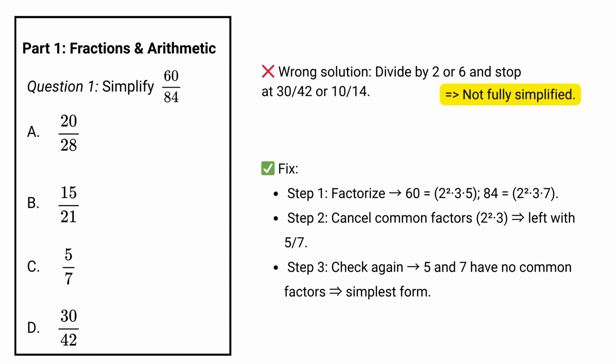The greatest common factor of 60 and 84 is 12. 60 divided by 12 is 5, and 84 divided by 12 is 7. That gives us 5 over 7. And since 5 and 7 share no further common factors, this fraction is fully simplified. So the correct answer is C, 5 over 7.